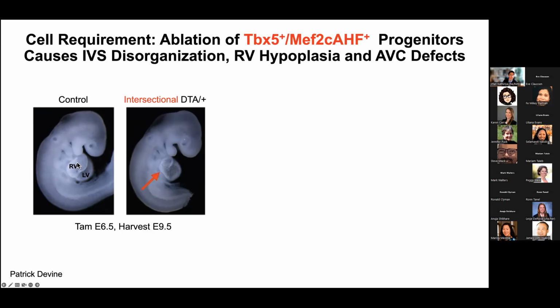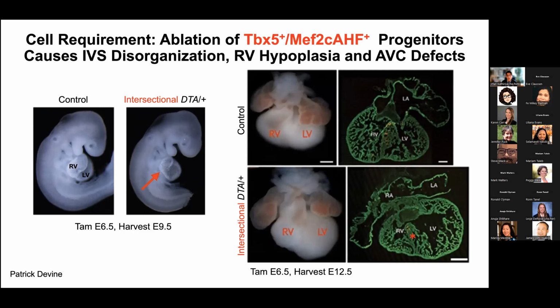We're looking at it from the right side. In mutants, we observe RV hypoplasia, which is apparent grossly. And we see this sort of pattern again at 12.5. Here's a wild type heart, left ventricle, right ventricle. Here you can see this sort of lumpy, bumpy appearance of the RV, as well as this RV hypoplasia.